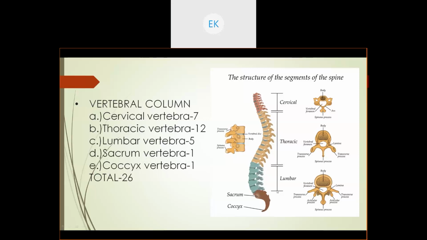Thoracic. And next is your lumbar, L-U-M-B-A-R, lumbar. Sorry, this is your lumbar. Lumbar, this one.